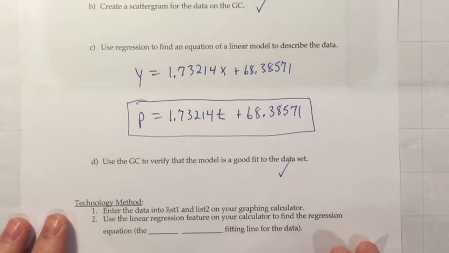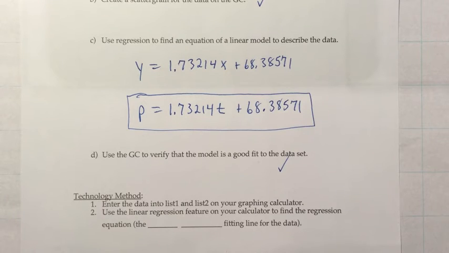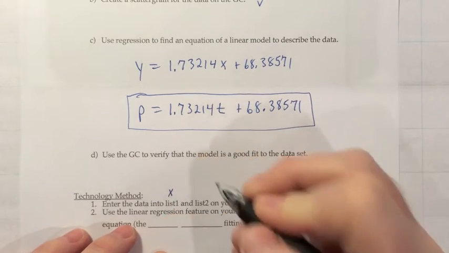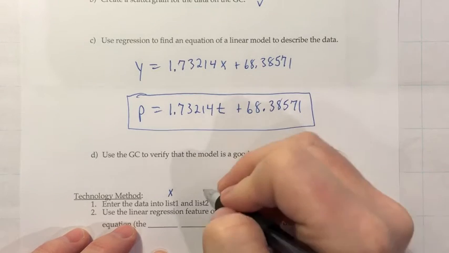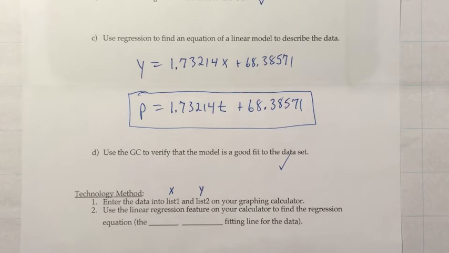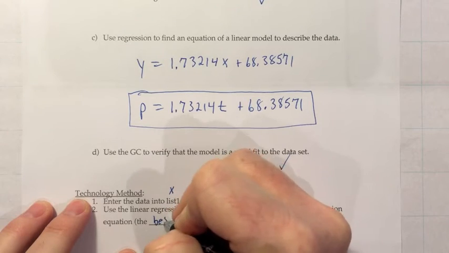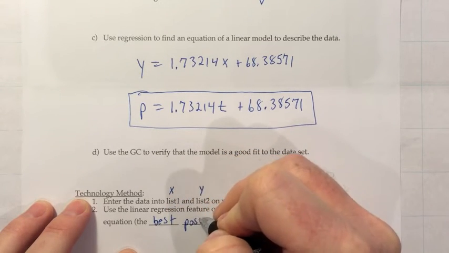All right, so using technology to find equations is definitely handy, and it's definitely something we need to do when we have lots of data values. So here's just a reminder of the steps we went through. We want to enter the data into list 1 and list 2 on your calculator. List 1 would be the input variable, which in the generic case is the x, and list 2 would be the output variable, which generically would be the y. So get those into your calculator and then use linear regression on your calculator to find the regression equation. And just remember, when you're doing that, you're finding the best possible fitting line.